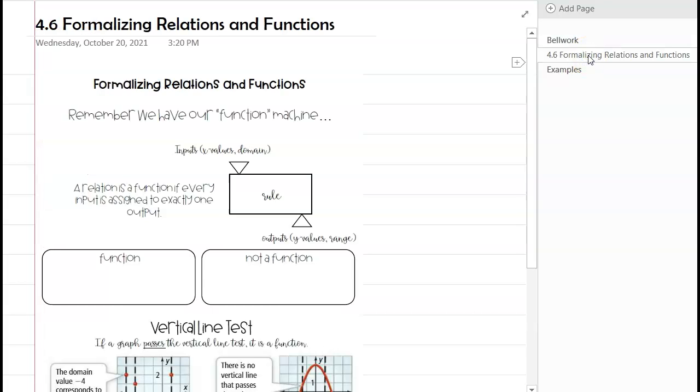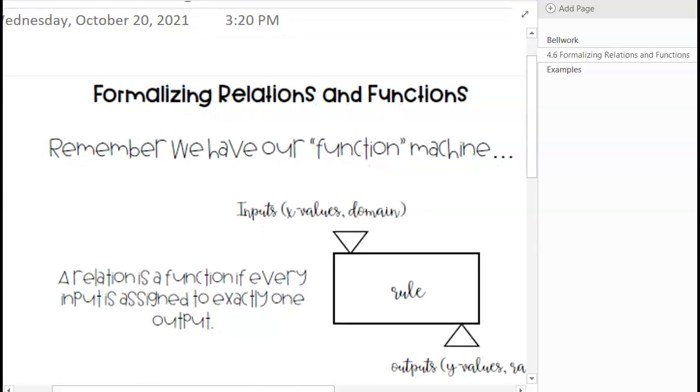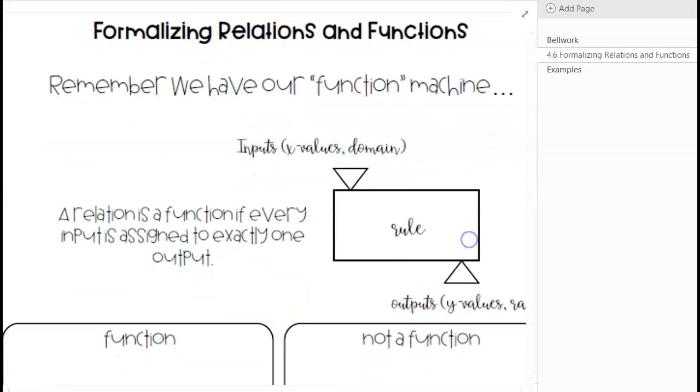So we have one more section in chapter 4 that we are going to review. We're going to jump more into this idea of what's a function, what's not a function. We introduced that on Monday. I talked about the idea of the high for the day. The high on Monday is 72. The high on Tuesday is 60, or whatever it may be. But there's only one high temperature for the day. So I said that's a function because every input has exactly one output.